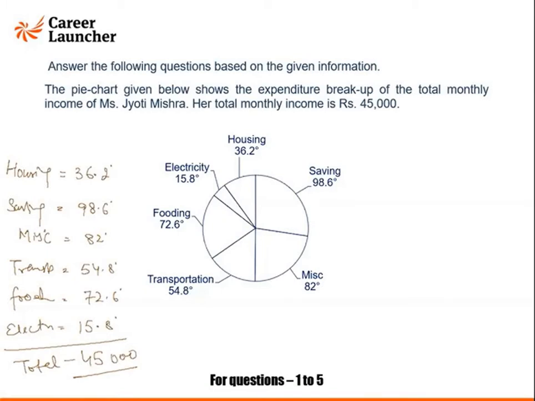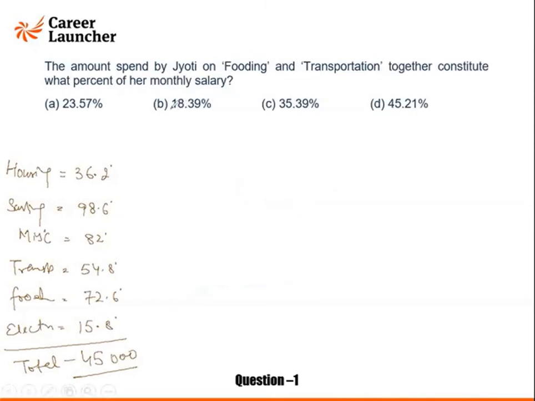So let's try the first question, and let's see what is actually happening over here and how to approach the question. First question we'll do together, and then second question onwards, you will try first, and then I will discuss it with you, right? So to start with, the first question says, the amount spent by Jyoti on fooding and transportation together constitutes what % of her monthly salary?